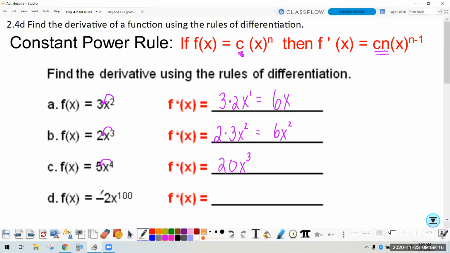All right, one more. The function is negative 2x to the 100th. So the derivative function, the slope everywhere, will be the equation negative 200x to the 99th. What questions do you have before we use the power rule to do some problems?